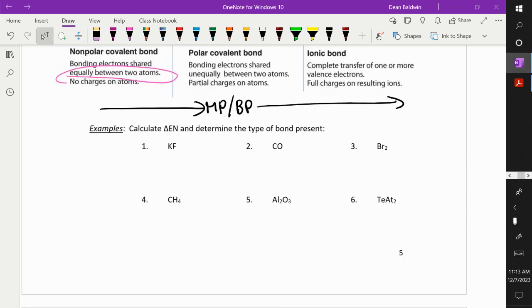Did you guys do this? You did all of them? Some. All right, so calculate the electronegativity difference and determine the type of bond present. So you didn't do all of them. Why don't you finish the ones you haven't done? If you've done them all, that's awesome. I'm going to pause the video. I'm going to put up the answers, and then we'll see just to make sure. Is that okay?